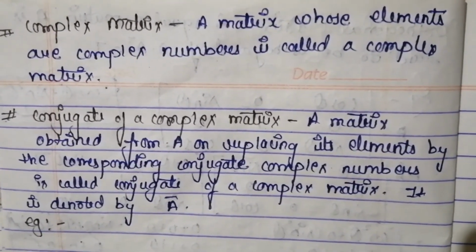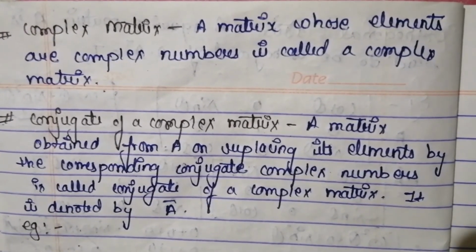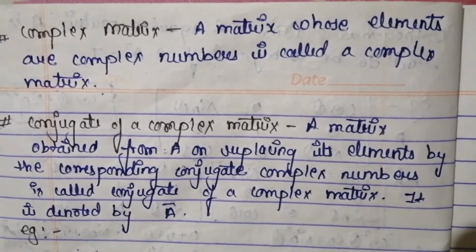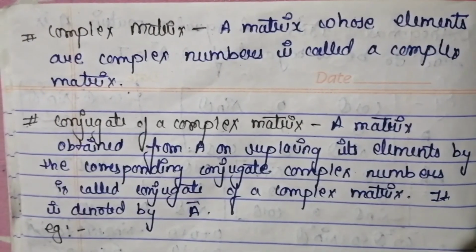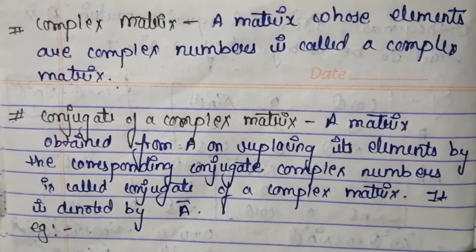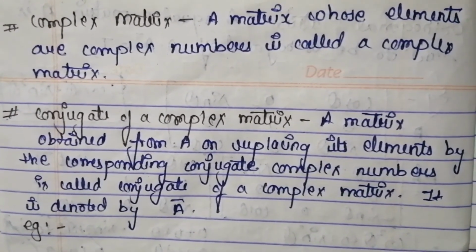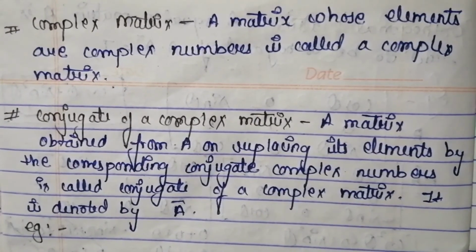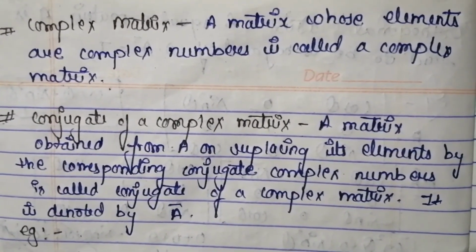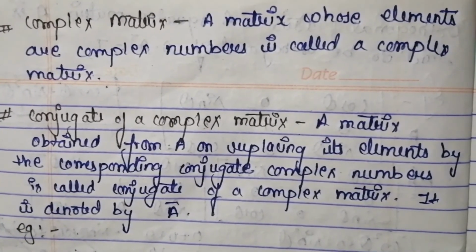In my previous video, I already discussed the orthogonal matrix. Now, in today's video, I will discuss the complex matrix, the conjugate of a complex matrix, and the transpose conjugate of a complex matrix. So, what is a complex matrix? A matrix whose elements are complex numbers is known as a complex matrix.